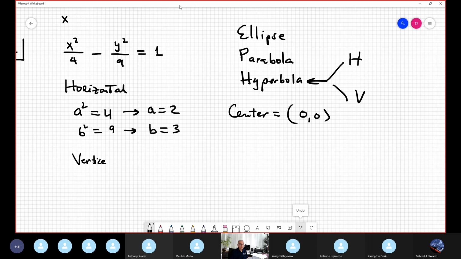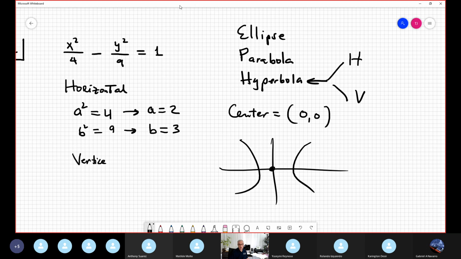Now, the vertex. Well, so you know that the center is here, and I know also that my hyperbola looks like that. This distance is 2. And this is the vertex. And the vertex is located at the point 2, 0 and negative 2, 0. Make sense?